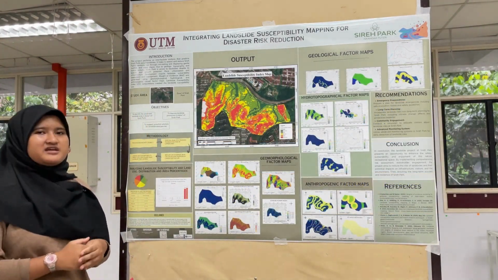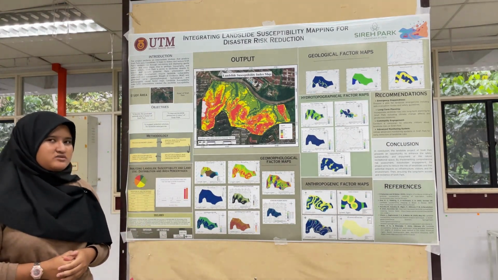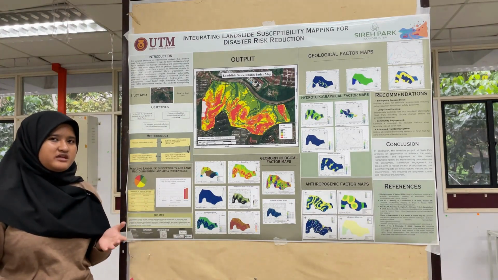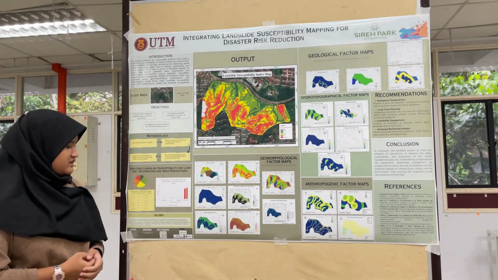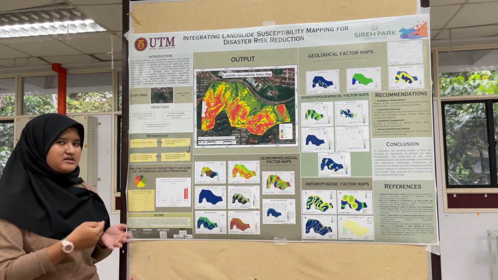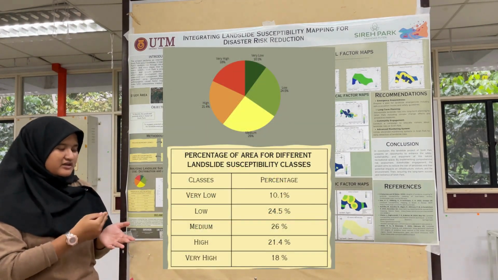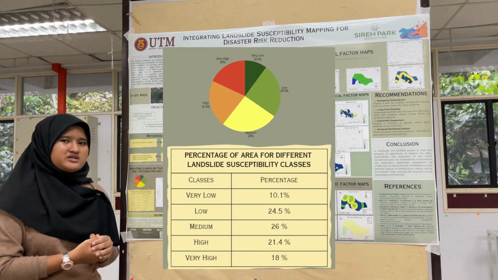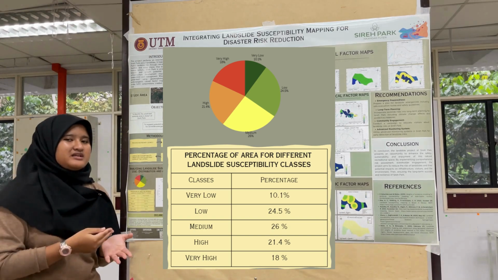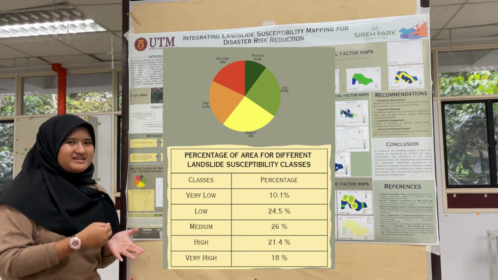This is analyzing landslide susceptibility and land use, which is to show distribution and area percentage. So on this, we can see there are two analyses that we made. First is from the percentage of area for different landslide classes. So from the very low to medium, which show the high percentage, which indicates likely low landslide.